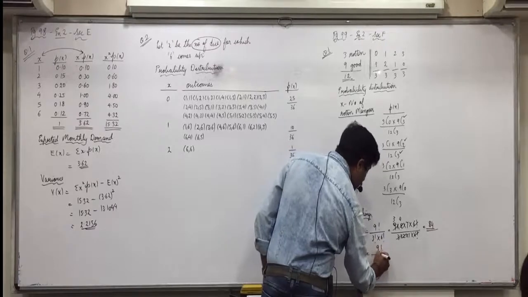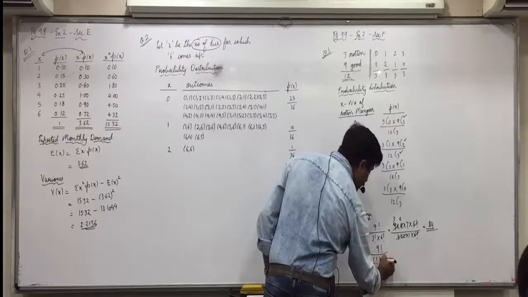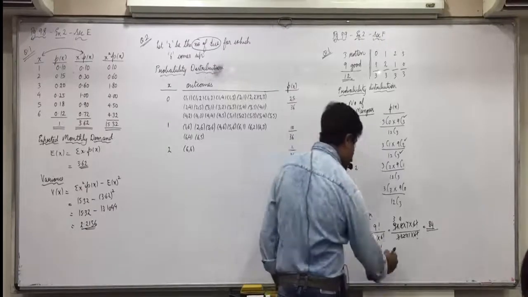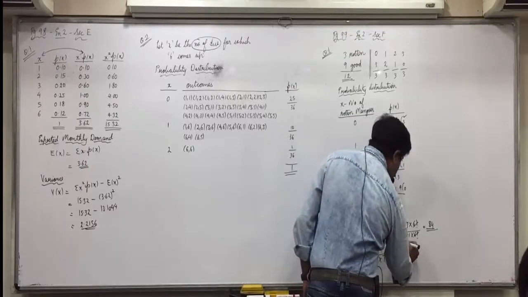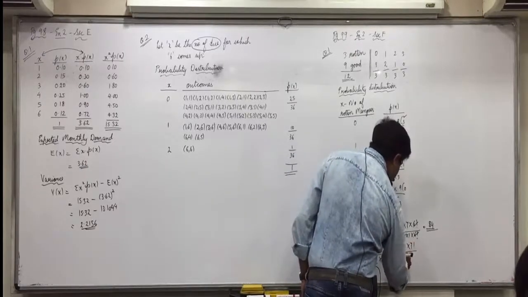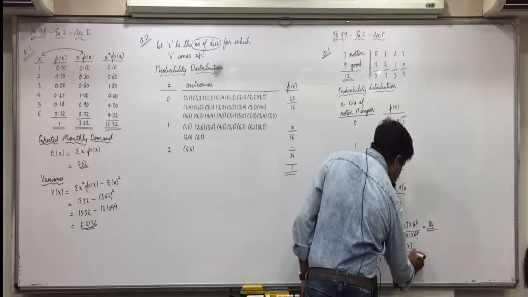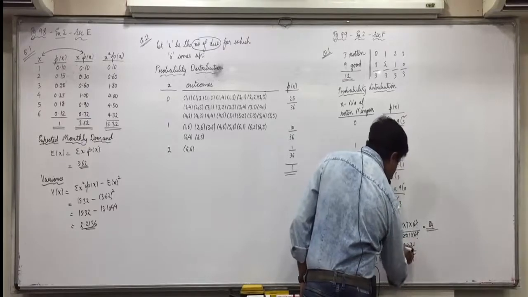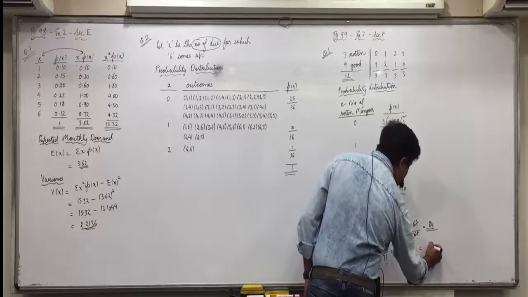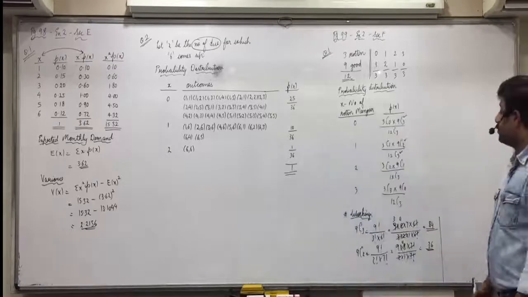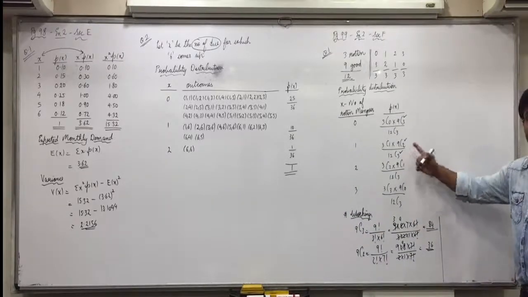9C2, 9 factorial upon 2 factorial into 9 minus 2, 7 factorial. 9 into 8 into 7 factorial upon 2 into 1 into 7 factorial. 7 gets cancelled, 2 into 4, 8. 9 into 4, 36. And then we require 12C3.